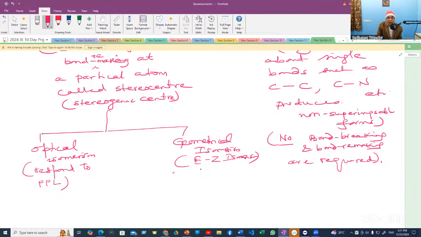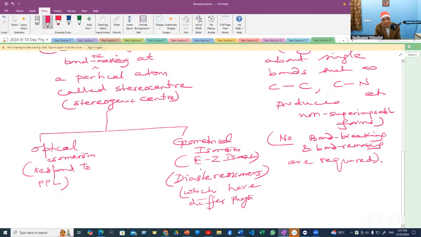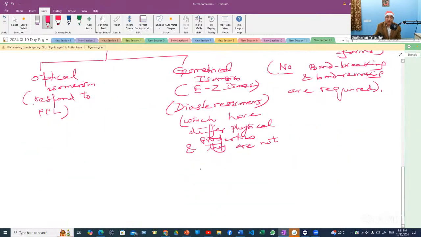Now, these are called diastereoisomers, geometrical isomers. And diastereoisomers are those which have different properties, including physical properties. And most importantly, they are not mirror images of each other.